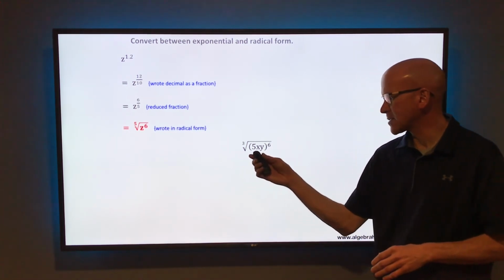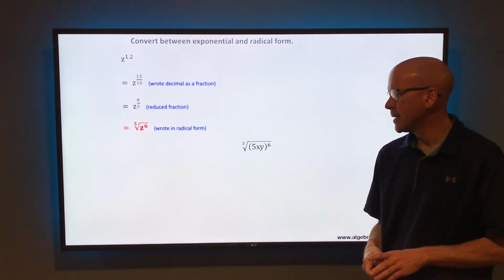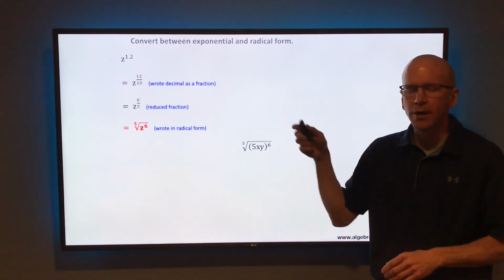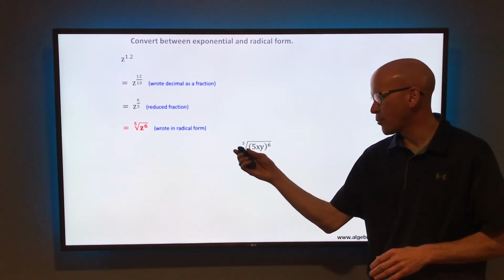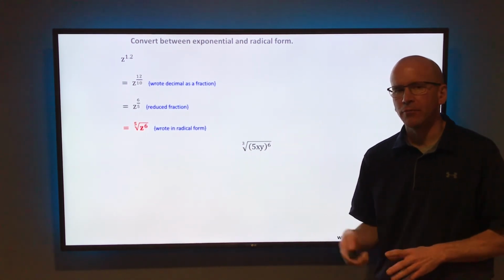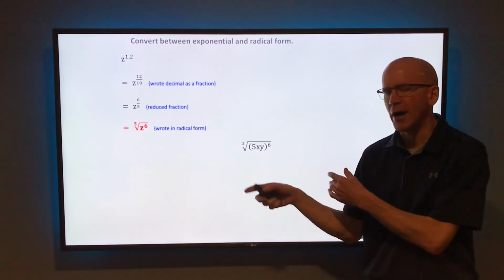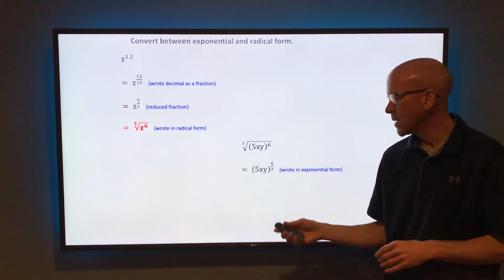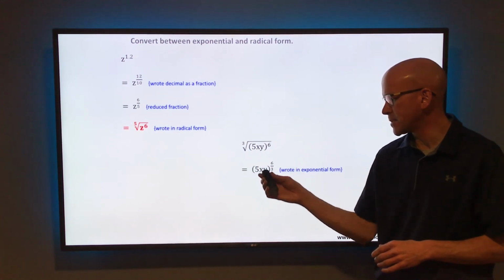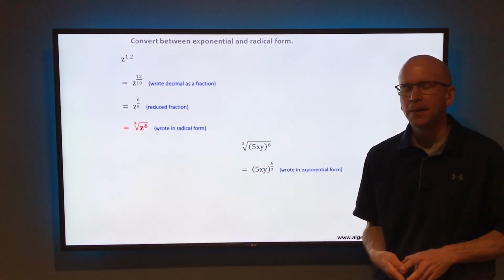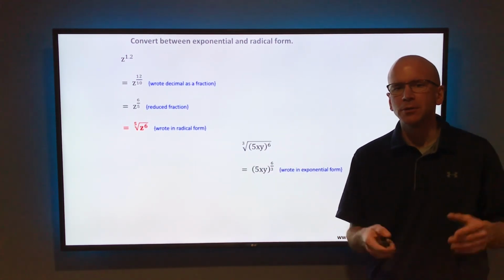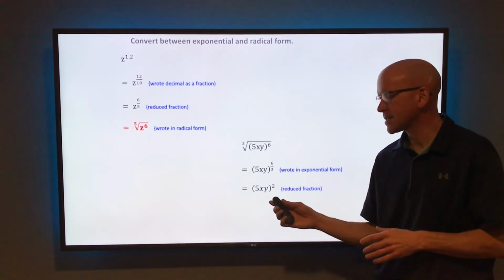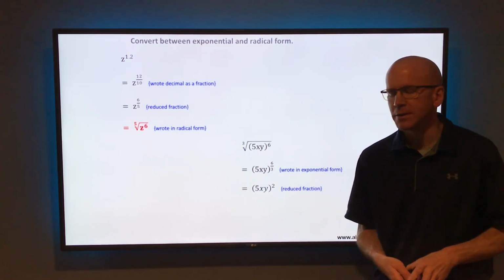Well, the cube root of 5xy in parentheses to the 6th power, that 6 becomes the numerator of the fractional exponent, and that 3, that root, becomes the denominator of the fractional exponent, if we're changing this from radical form to exponential form. So that would be 5xy still in parentheses now to the 6/3 power. Well, 6 over 3, of course, reduces to 2. So it'd be 5xy to the 2nd power, or the quantity 5xy squared.